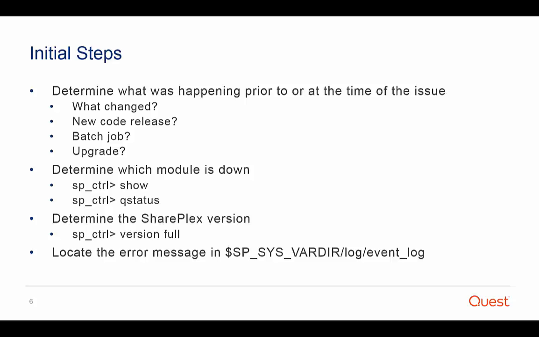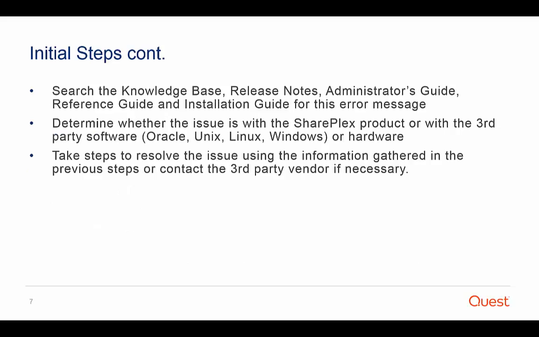The next step is to review the event log, locate the error message, and cross-reference it with the information you got from show and queue status. Perhaps the data is building up in the capture queue, but the error message is with read. This is important. You must identify the problematic process prior to moving to the next step.